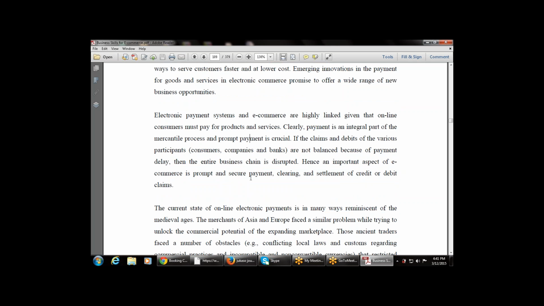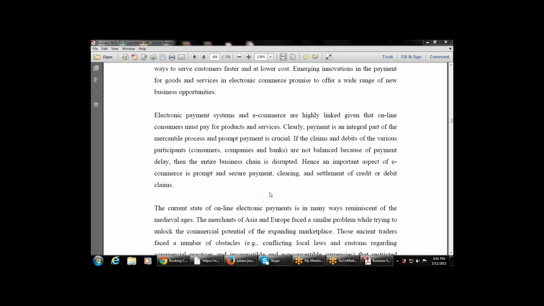Why? Because online consumers also must pay for the products and services; that is online payment, e-payment. Clearly, payment is an integral part of the mercantile process, and prompt payment is crucial. Every business needs a prompt, sudden payment. At the same time, the payment must be made, and that is provided only by the e-payment system. So this is one of the important aspects of e-commerce: prompt and secure payment.